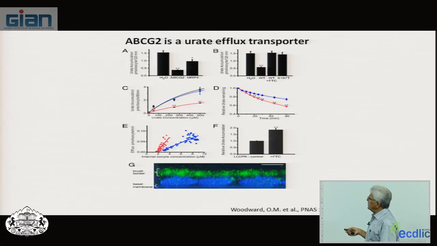Okay, and this is the oocyte expression system, and then they looked at the cell lines, and this is the LLC-PK cell line, the same cell line that we use for PGP. And as you can see, by confocal, you can show the expression of ABCG2 on the brush border, which is the apical membrane. And that's how they showed it. These are just controls to show that it's indeed ABCG2, because FTC is an inhibitor, you inhibit the efflux.